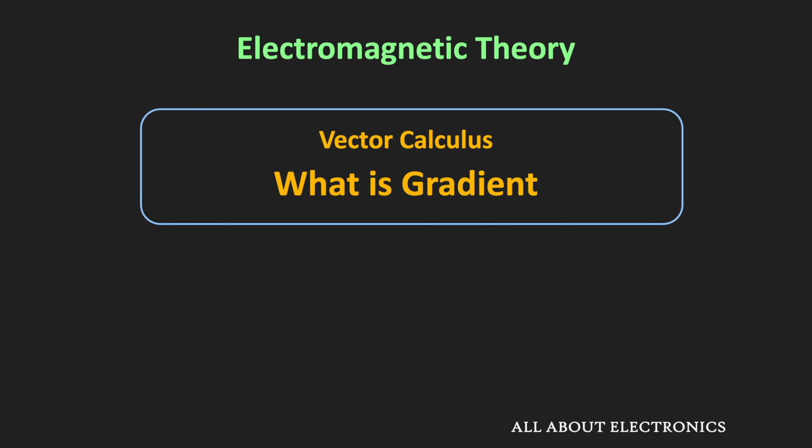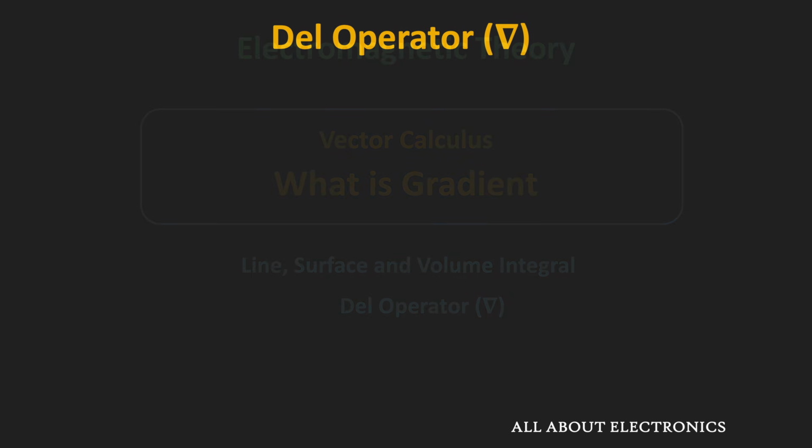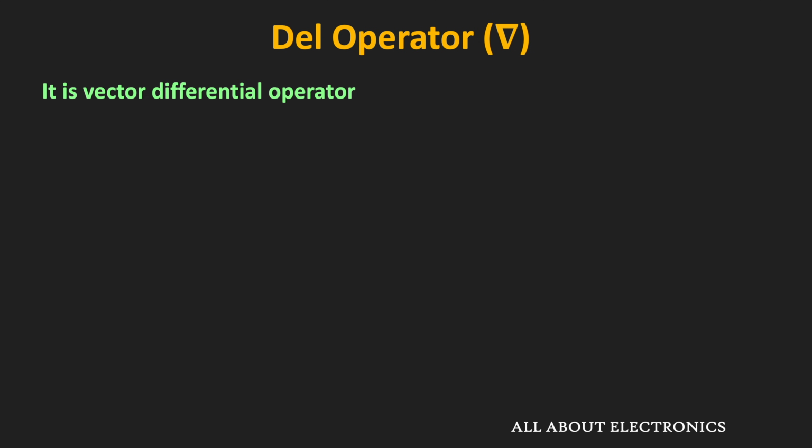So in the previous videos of the electromagnetic theory, we started learning the concept of vector calculus from the electromagnetic perspective. And in the previous video, we learned about the line, surface and volume integral. So similarly, in this video, we will learn about the concept of the Del operator and we will learn about the gradient. So this Del operator is a vector differential operator and it is represented by this nabla symbol.